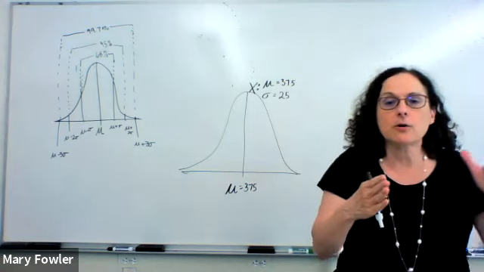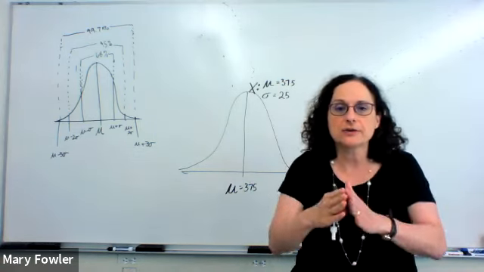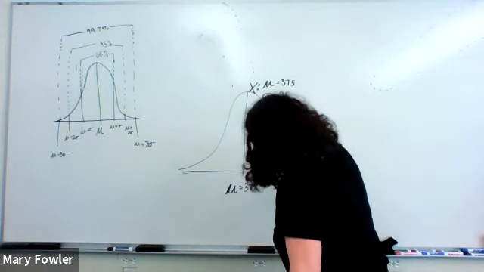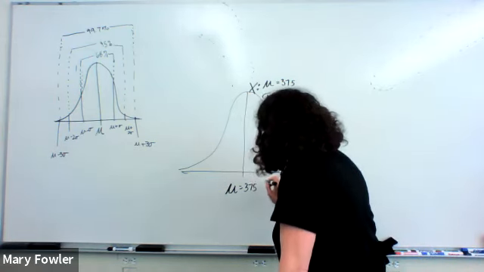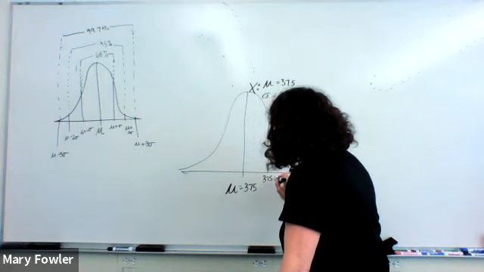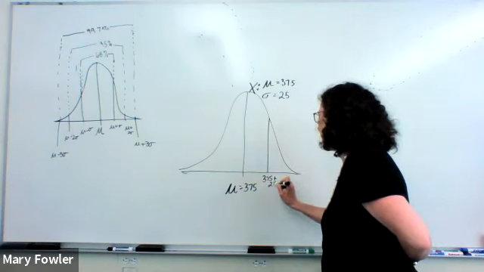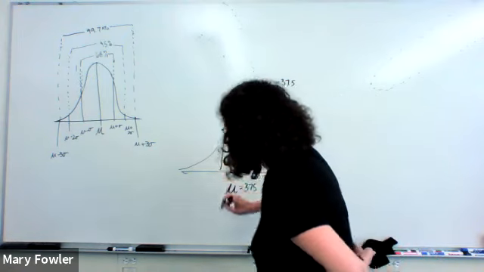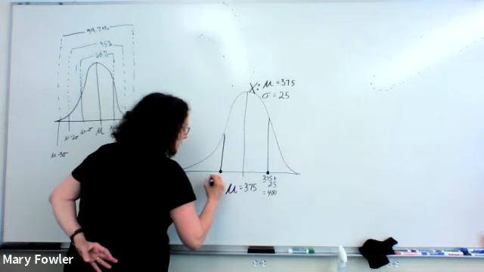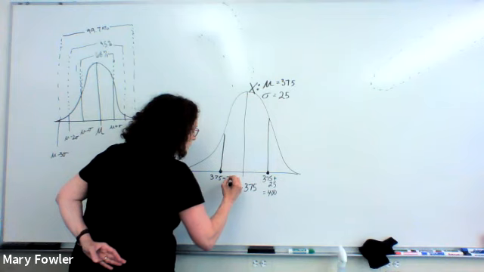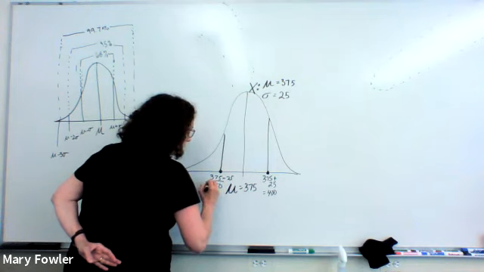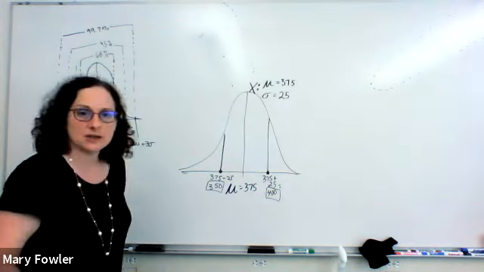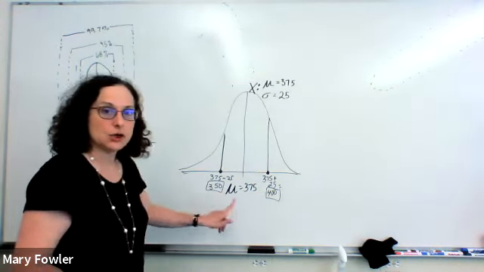The empirical rule says if I go over 25 in each direction, 1 standard deviation in each direction, then I'm going to capture 68% of the data. So let's take it down here. That's 375 plus 25, which is equal to 400. That's that point right there, and this point here is going to be 375 minus 25, so this point here is 350. So we're seeing that the one standard deviation interval runs from 350 to 400.